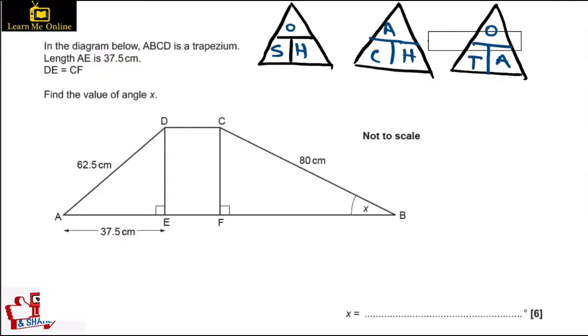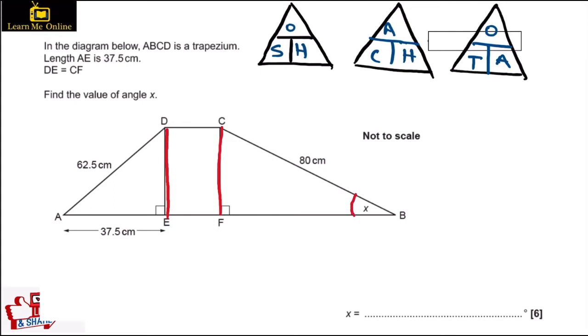Here we have got the next question now. So again, this is trigonometry. We see that the two triangles are right angle triangles. What else do they say? That A, B, C and D is a trapezium. So overall the shape is a trapezium. The length of AE is 37.5. These two lengths are the same. So you see that the length of ED and the length of CF is the same. Find out the value of x.